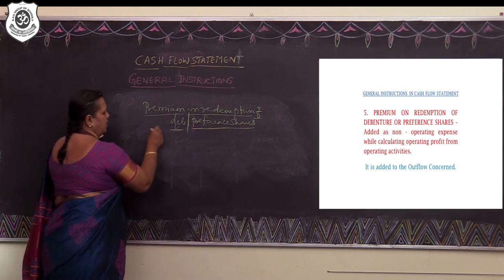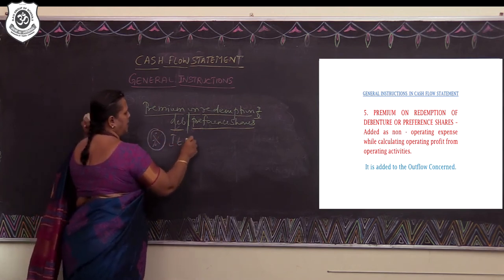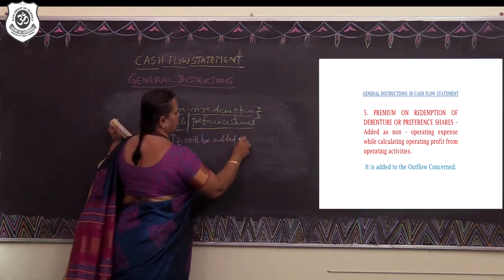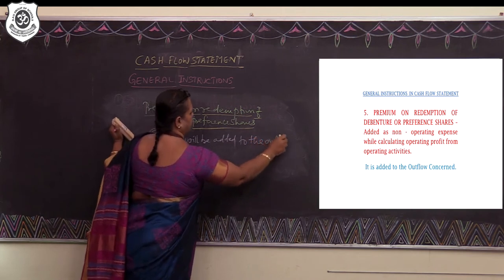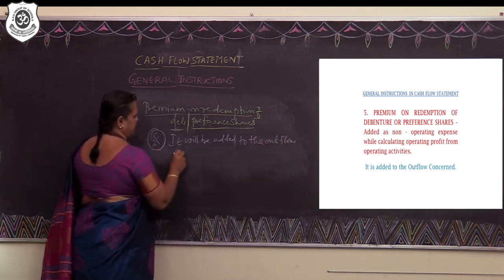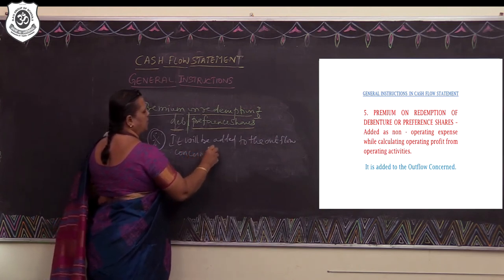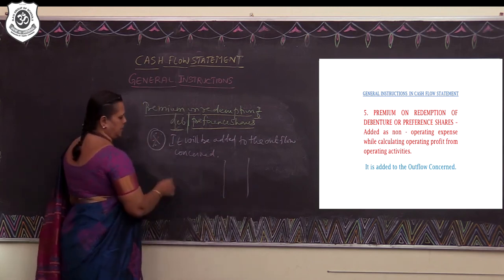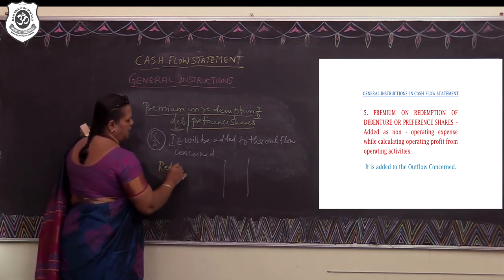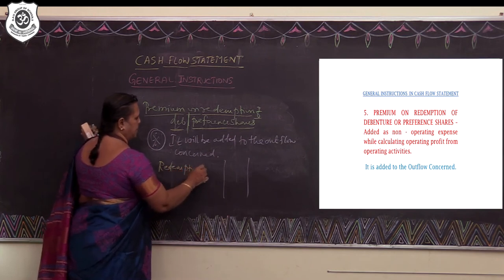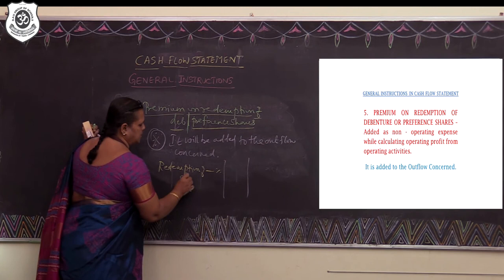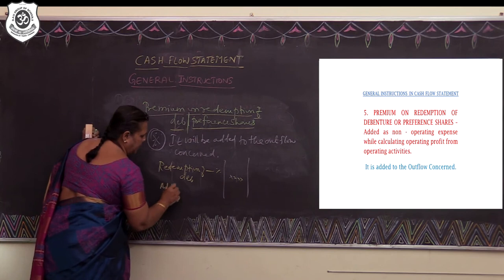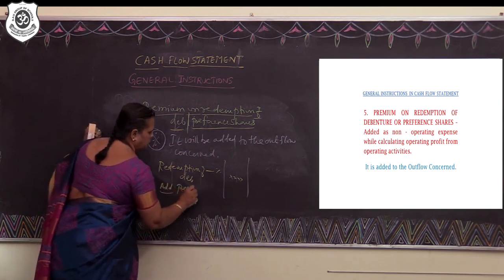Therefore, please remember very carefully, it will be added to the outflow concerned. So, in cash flow statement, cash flow from financing activities, find redemption of debentures, redemption of dash percent debentures in the inner column, amount and premium on redemption of debentures.